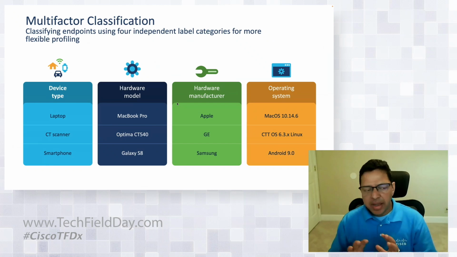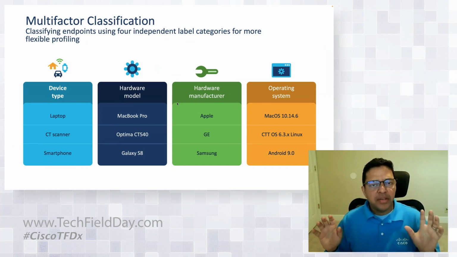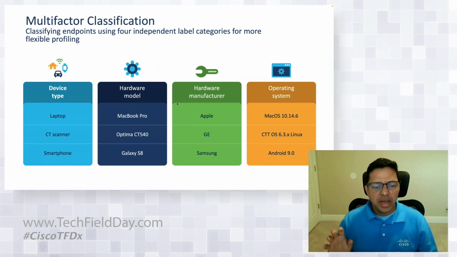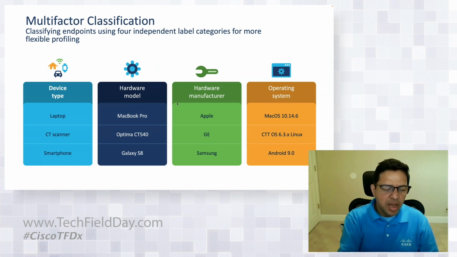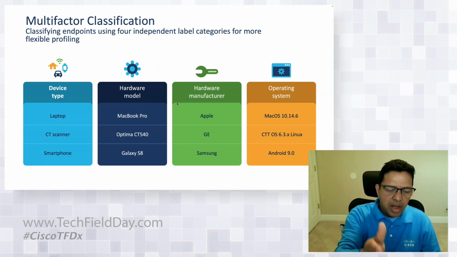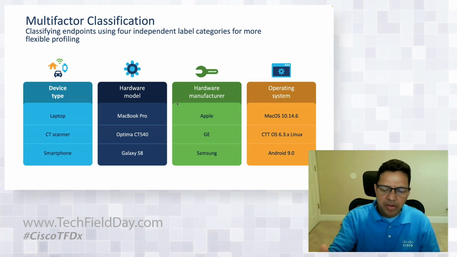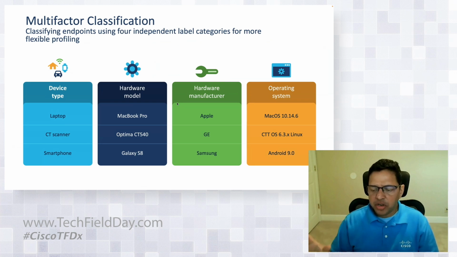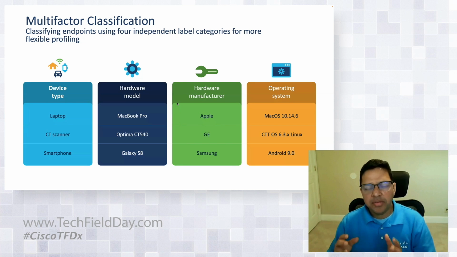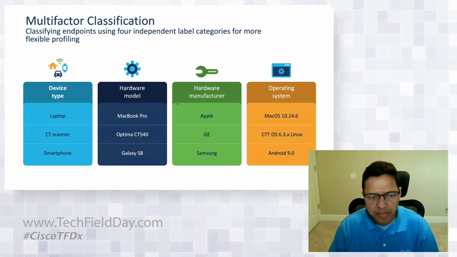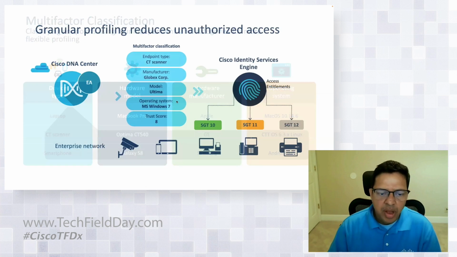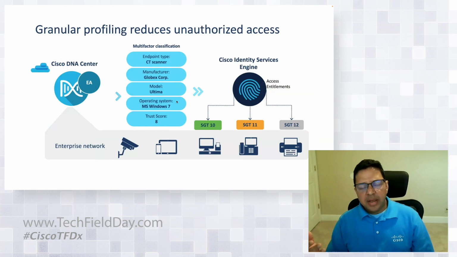Okay. So the idea is for us to identify endpoints based on device type, model, manufacturer, operating system. So the example being a CT scanner, a hardware model Optima, hardware manufacturer GE, and the operating system is a version of Linux. Right? So that's the goal of endpoint analytics at its heart. Now, what do we do with that, right?